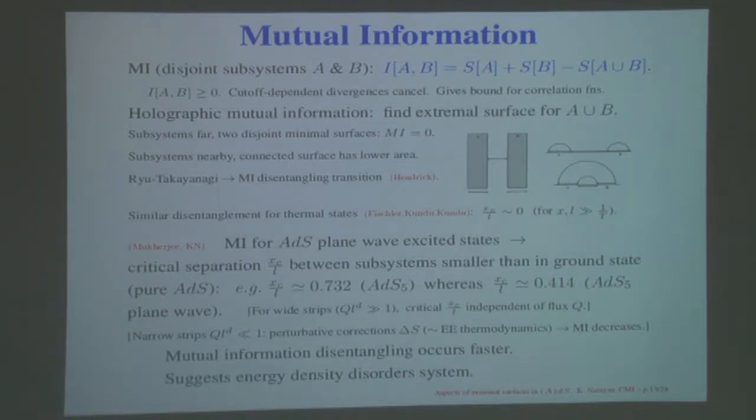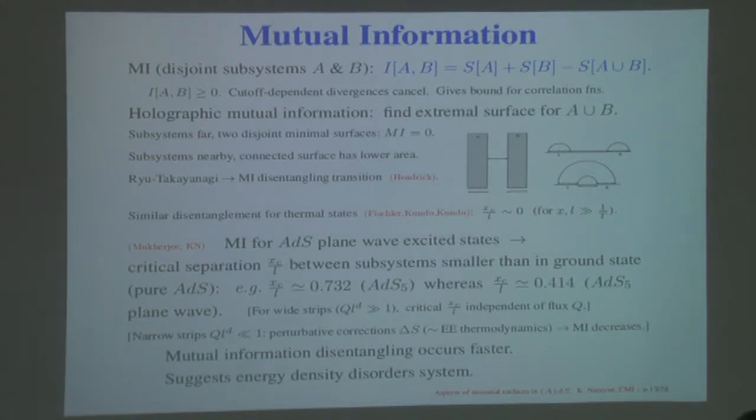Okay, so there's a similar structure for thermal states, it turns out, and we studied mutual information for these AdS plane wave excited states. The bottom line seems to be that the mutual information disentangling transition occurs faster, in the sense that the critical separation is smaller. The strips disentangle faster, basically. That suggests that the energy density disorders the system, and whether this is an indication of something more, whether this can be quantified and systematized more, is something that might be interesting to do.